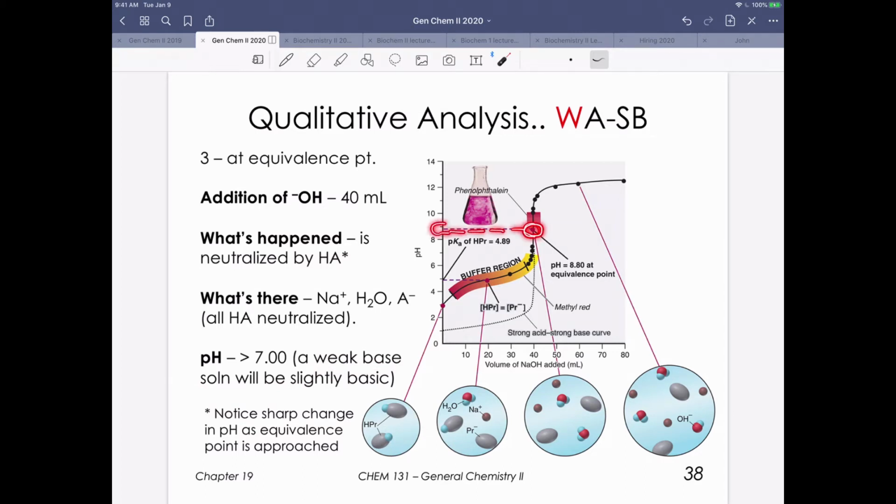We can see that the pH is not equal to 7, which is what we saw with a strong-strong combination. The pH is going to be greater than 7. A simple way to remember this, if you were to see a qualitative question with a weak-strong combination, is that the strong component indicates where the pH will be at the equivalence point. Because the base is the strong component, the equivalence point will be more basic than pH 7.